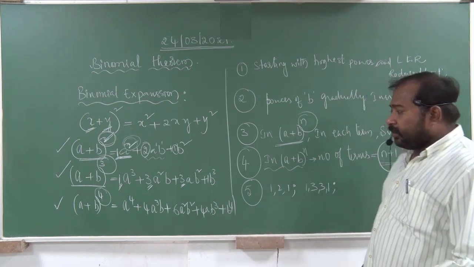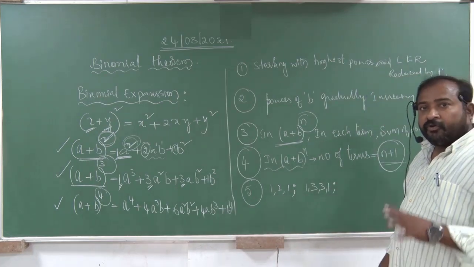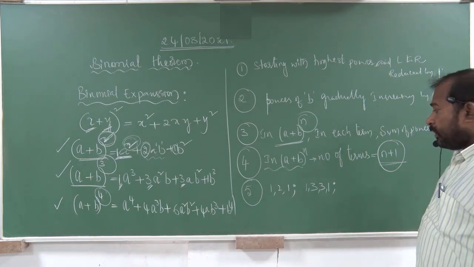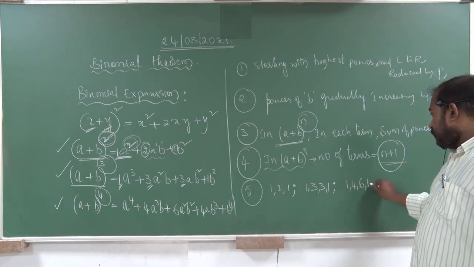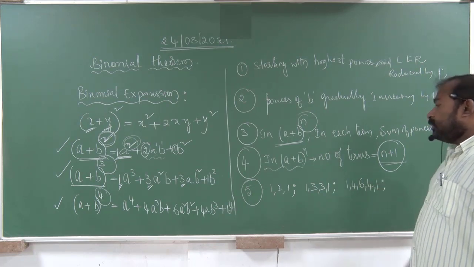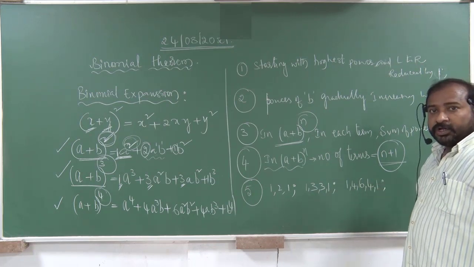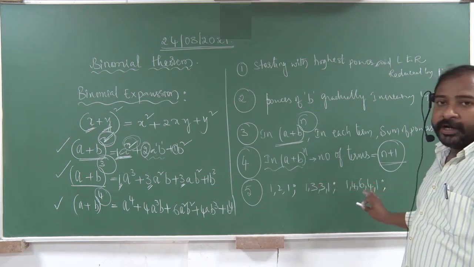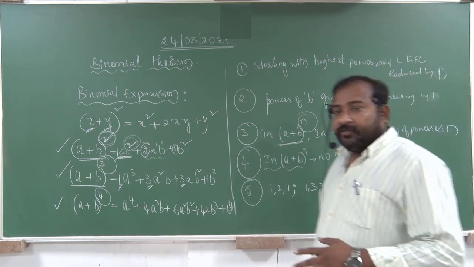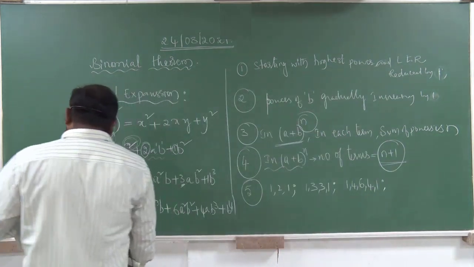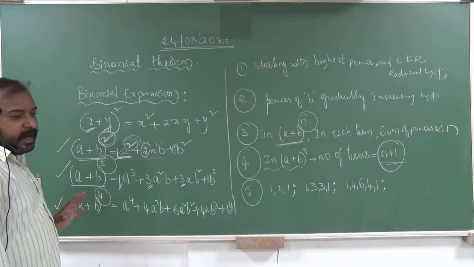Next, similarly tell me, a plus b whole power 4. What are the coefficients? Tell me. Coefficients are 1, 4, 6, 4, 1. These are the coefficients. Okay? So keep in mind this point also. So these are the 5 observations which we observe when we are writing these binomial expansions.